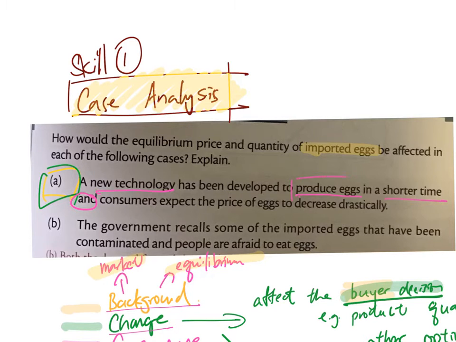Technology to produce eggs: you can think about whether it affects the consumer or the supplier. It is about making eggs, so it should be related to supply, and it is about the producer. Whether it is a good or bad thing for the producer: we can make it in a shorter time, which means I can make it faster and sell more, so that is a good thing for me. So supply increases.